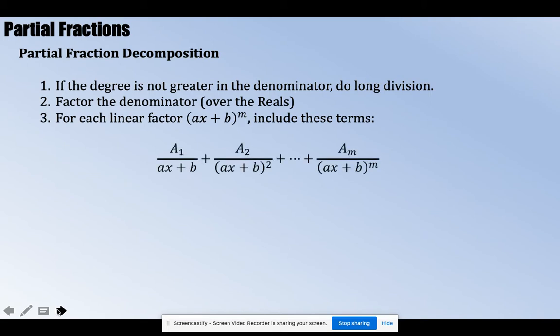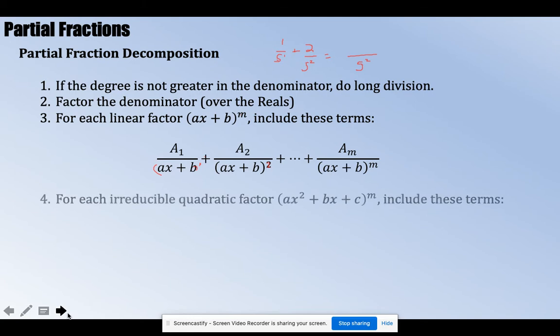And then for each linear factor, if it is repeated once, then you only need to repeat it once with an arbitrary constant on the top. If this linear factor is repeated twice, then you need to make a sum of the factor squared and then the factor to the first. Again, that's like having 1/5 plus 2 over 25, right? The common denominator is 5 squared, but it came from 5 squared and 5 to the first.